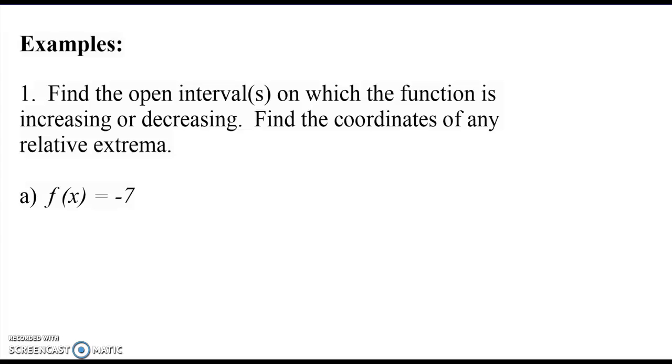On the top of page 10, start the examples. What we're supposed to do is find the open interval, so interval notation, on which this function is increasing or decreasing. We're also supposed to find the coordinates, so the x, y point of any relative extrema, the maximum or minimum. So let's look at A. F of x is equal to -7. We know f of x equaling -7 is a constant, right? It's going to be a flat line.